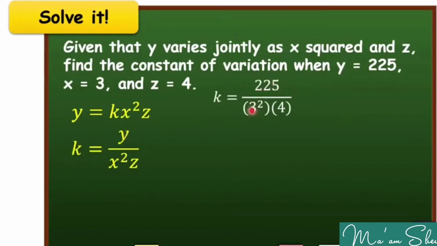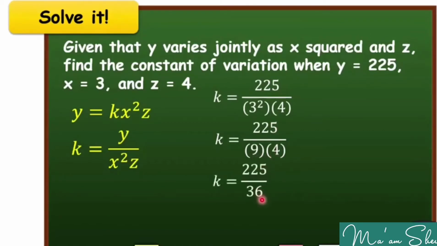Yan, 225. And then, x is 3 squared times, ang z natin ay 4. So, times 4. So, we just need to simplify it. So, 3 squared is equal to 9. And then, times 4. Yan. So, we have k is equal to 225. 9 times 4 is equal to 36.